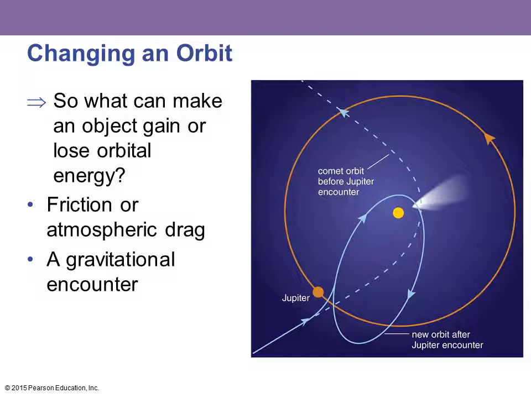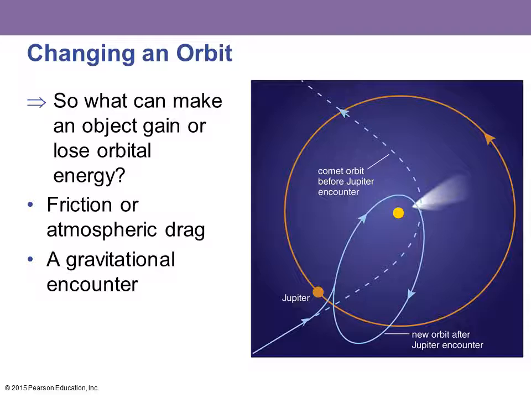So what about changing an orbit? What can make an object gain or lose orbital energy? Well, there might be some type of drag on the object. Looking at page 97 here, there could be another object in the path of one object that would allow it to swing around it and actually take advantage of the gravitational attraction it has, and could actually aid an object to move farther out into the solar system with that energy being gained.